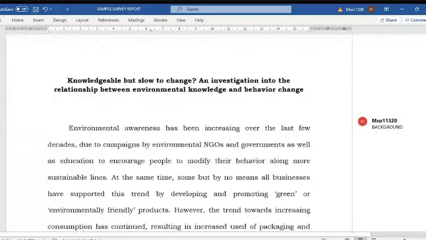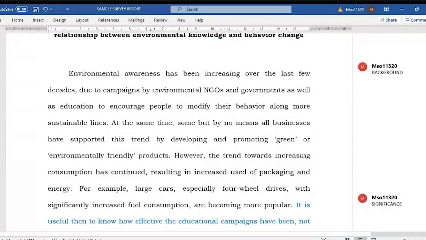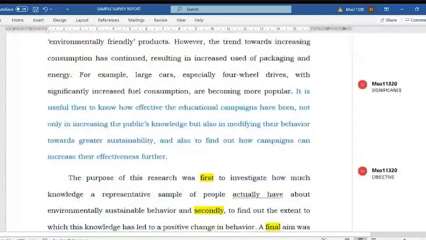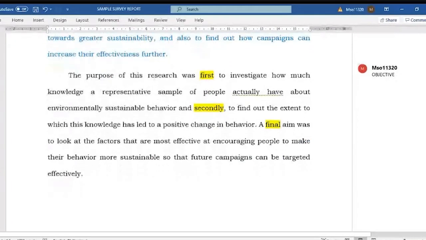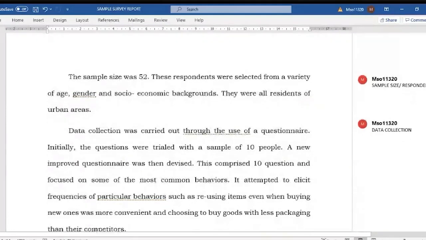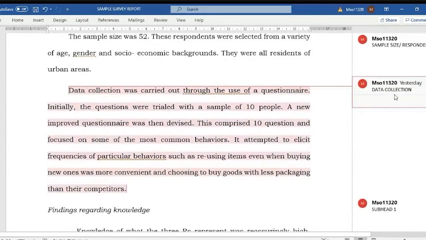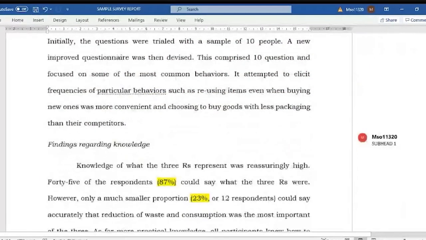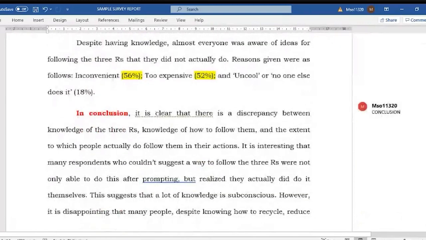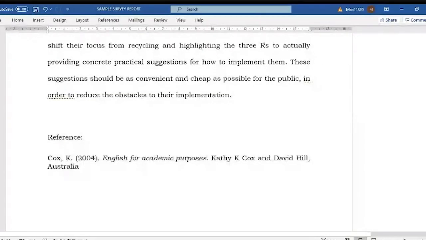So let's review this sample survey report. The elements are: number one, the introduction should have a background. Number two, it should have significance. Number three, the objectives are clearly stated. And then the sample size or the respondents and the methodology. How did you collect or how did you conduct your survey? And in the body, you are going to discuss, of course, the results of your survey. And lastly, we have here the conclusion. You may also include the recommendation and references.